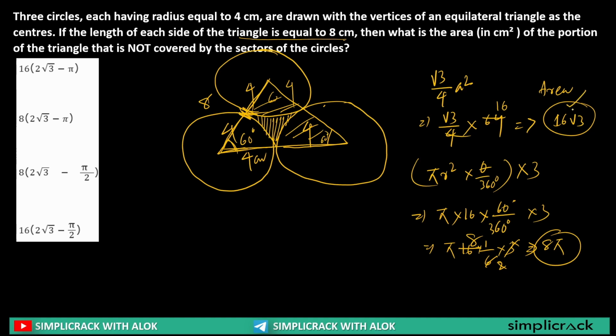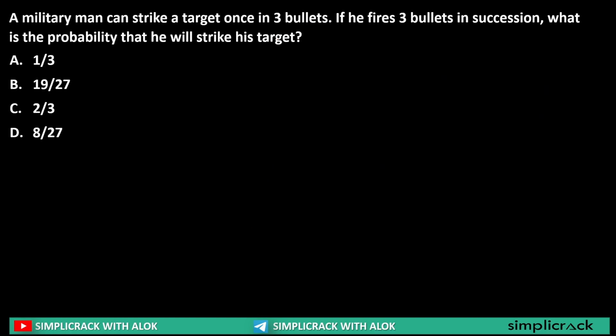The total area of the triangle is 16 root 3. So if I deduct it, 16 root 3 minus 8 pi, I'll get my answer. 8 I will take common, it is 8 into 2 root 3 minus pi. This is the answer, 8 into 2 root 3 minus pi. See, very easy. We just need to draw the whole thing and understand it well.